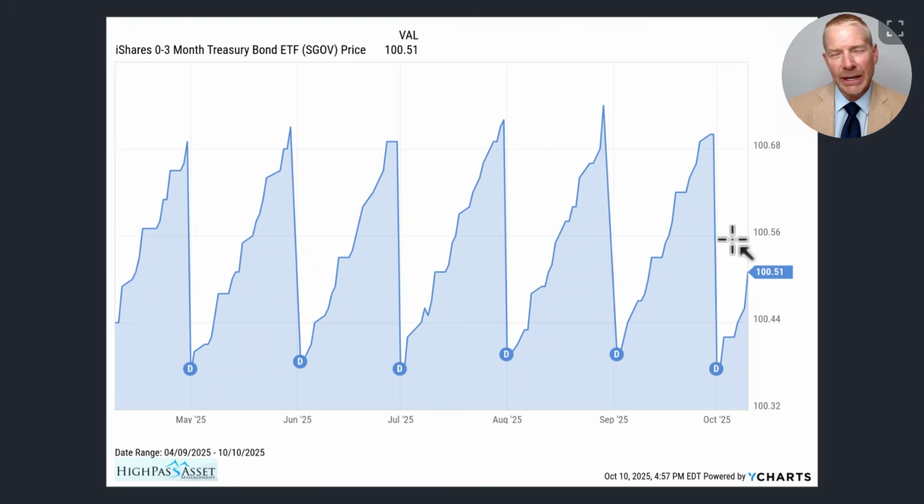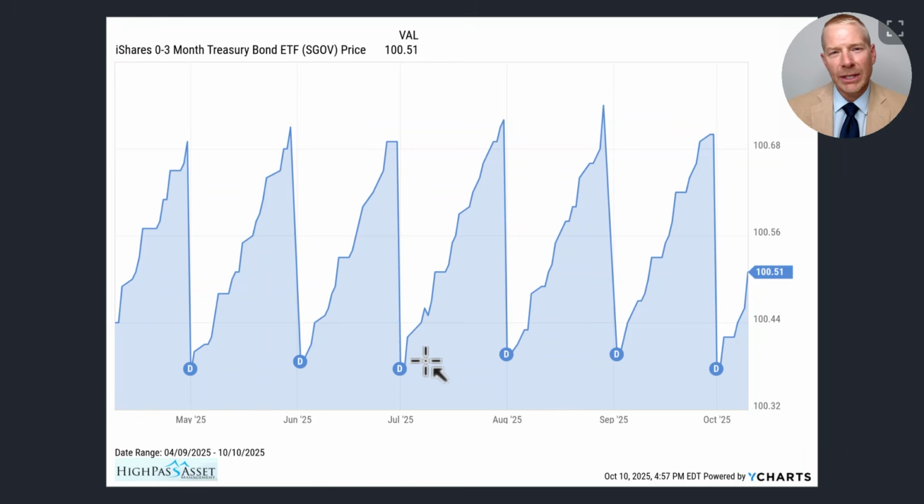SGOV declares a dividend about the first of every month. When that dividend is declared, the share price drops. For the rest of the month, you'll notice the share price is going up and then it drops. Here's the dividend being declared. Then the share price is going up, dividends declared, share price drops.